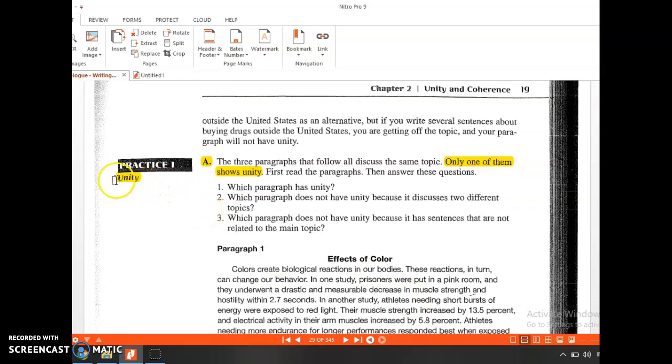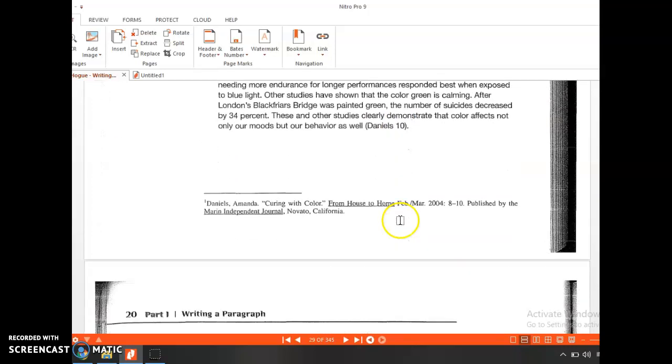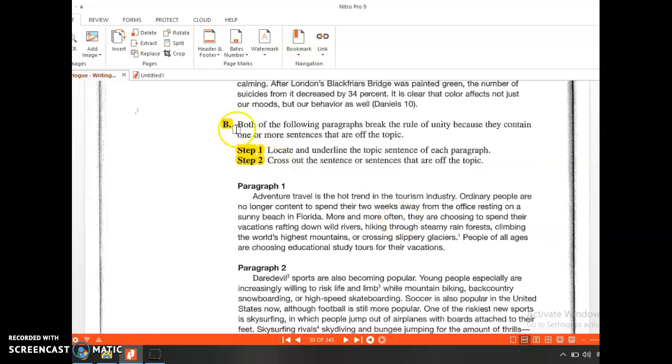Alright, so practice one here. This is what you have to do. The three paragraphs that follow, paragraph 1, 2, and so on, all discuss the same topic. Only one of them shows unity. So you read those paragraphs, and then among them, you choose only the one paragraph that has good unity. And then you answer these three questions: which paragraph has unity, which paragraph does not have unity because it discusses two different topics, and which paragraph does not have unity because it has sentences that are not related to the main topic. Okay, answer these questions.